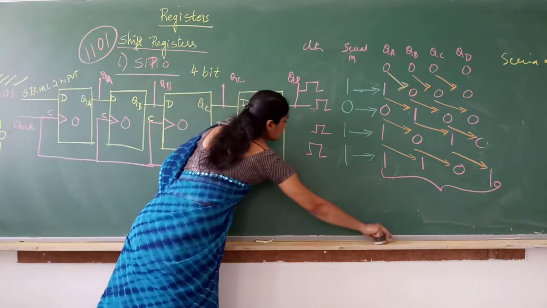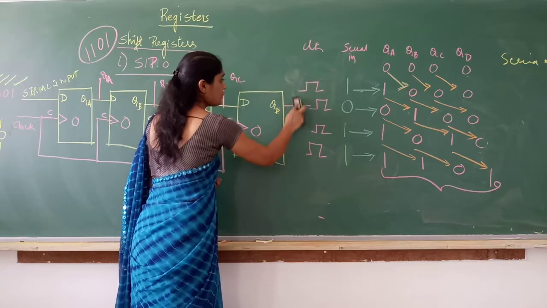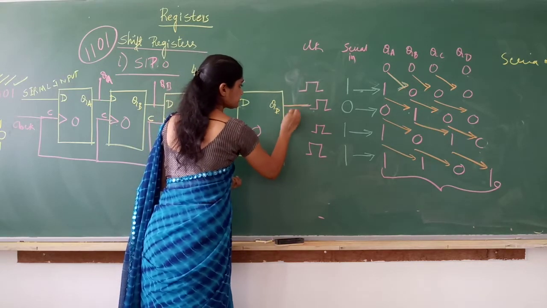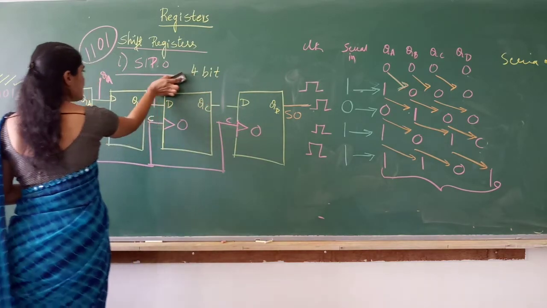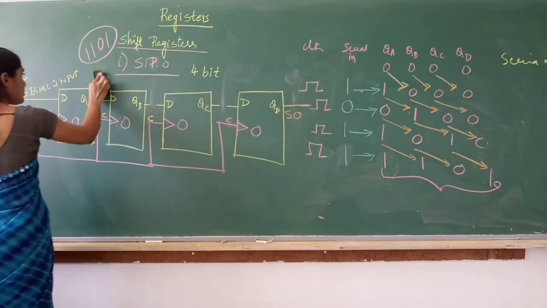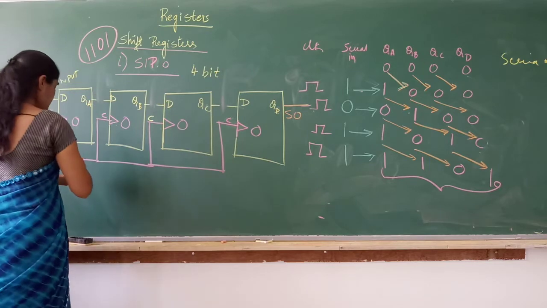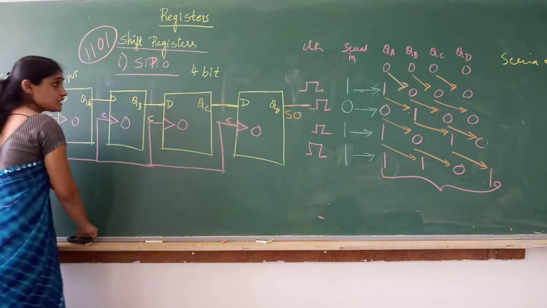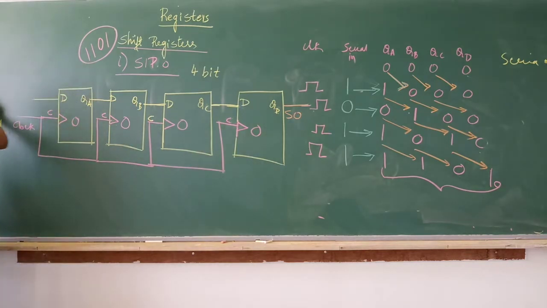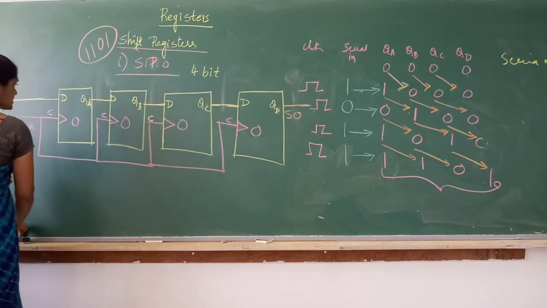Parallel in, serial out. Serial out, that means only one output we have. This is serial out. But it is parallel in. So it is serial out, so we don't have QA, QB, QC, QD output lines. We have not connected these to output. We have only QD as output. Serial out. Parallel in means what? You are going to connect this is one input, okay, and this is another input.